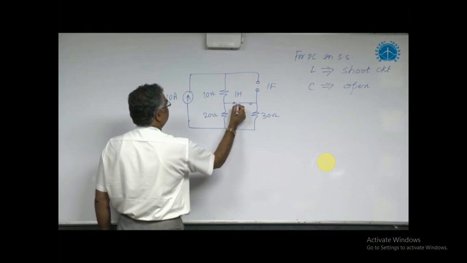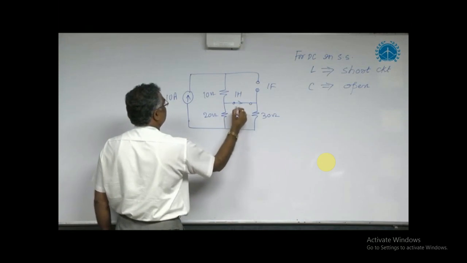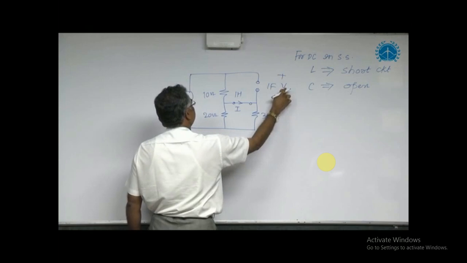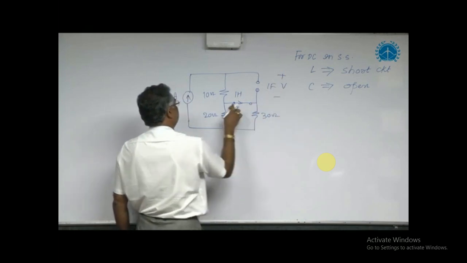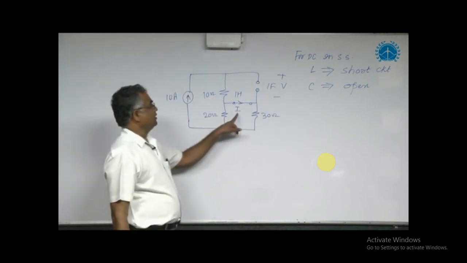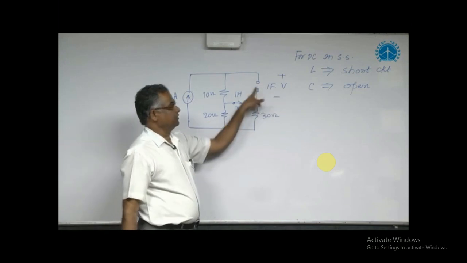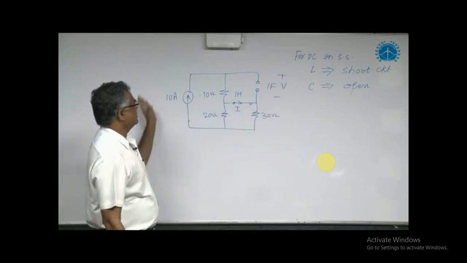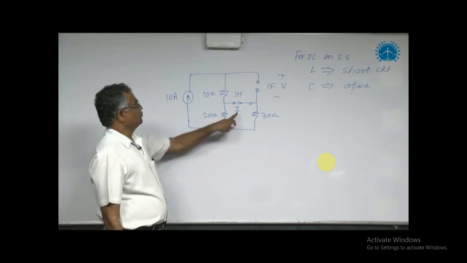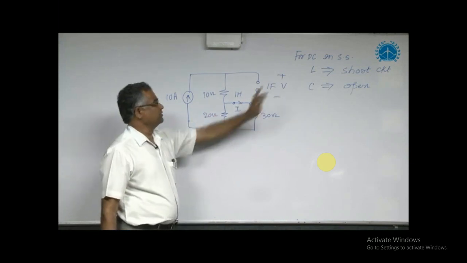What do we need in this? Current. What do we need in this? Voltage. Why is voltage needed? Energy depends on voltage. Energy in inductor depends on current. So we have to find the current in this inductor and voltage in this capacitor. It is a normal, simple resistive network. Think of how to find this current, how to find this voltage.